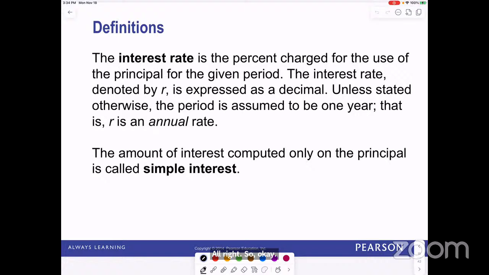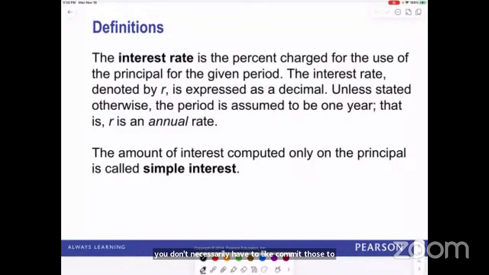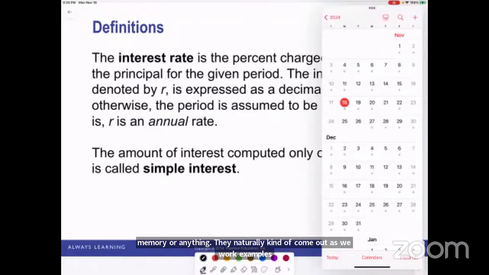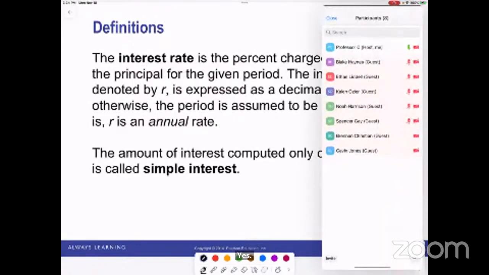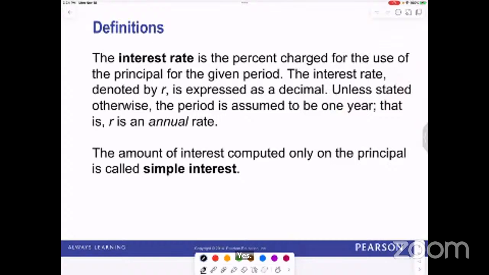And a few more definitions. With those previous properties, you don't necessarily have to commit those to memory or anything. They naturally come out as we work examples. Again, you don't have to sit and commit it to memory. They tend to naturally come out. I just wanted to expose these properties to you so you're aware of them, and then as you work examples, they naturally sink in.